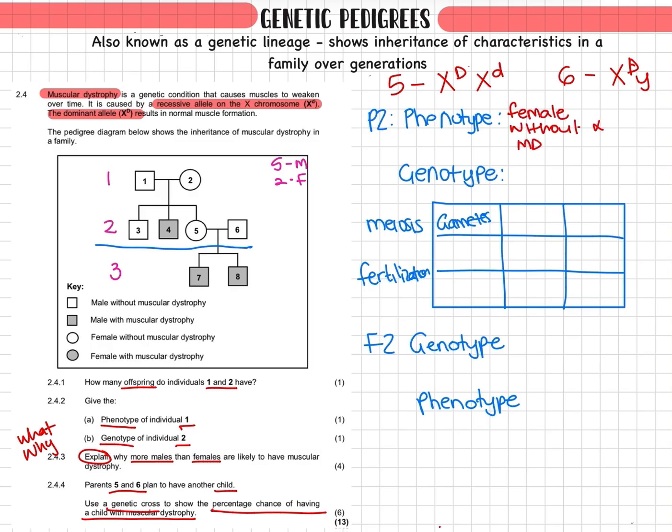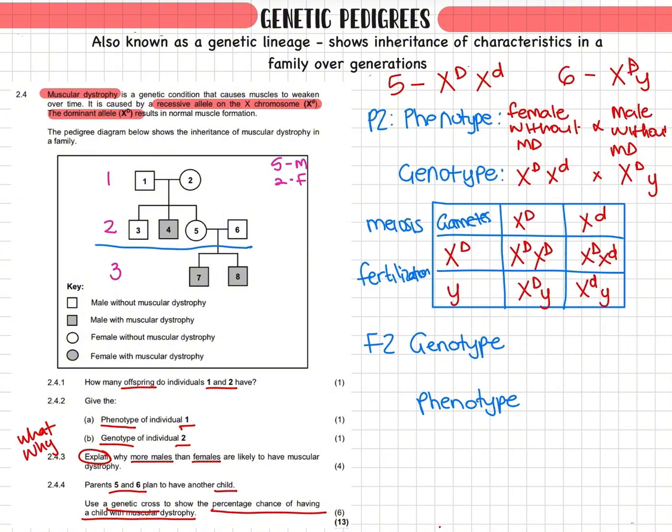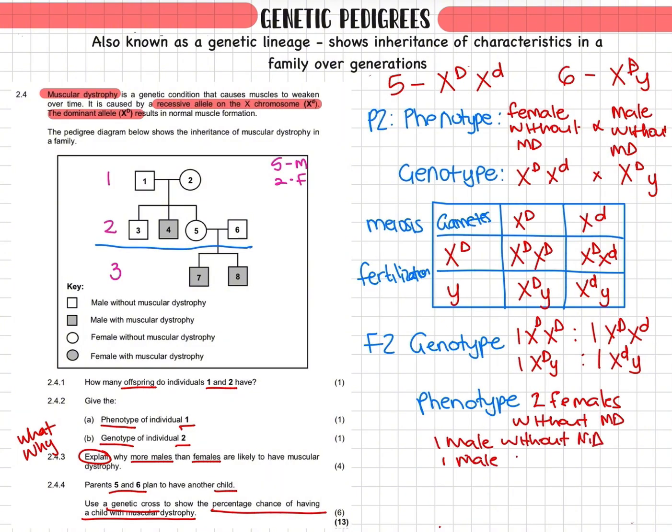The phenotype for both are male and female without MD, and then their genotype. You place that in your Punnett square and you do the cross. And then you group them according to their genotypes. They're all different. Phenotypically, the 2 females are without MD and 1 male without MD. There's 1 male with MD. That is a 25% chance.